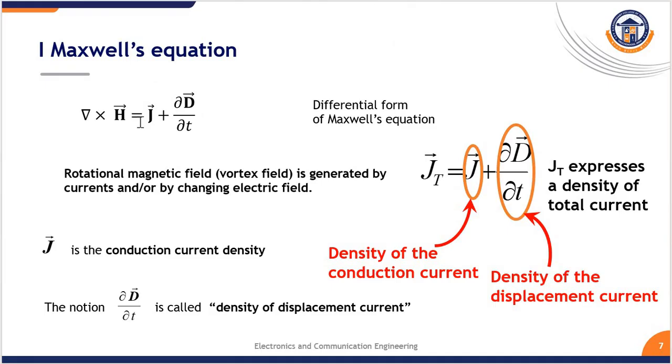First Maxwell equation: del cross H vector equal to J vector plus dou D vector by dou T. Differential form of Maxwell equations: rotational magnetic field or vortex field is generated by currents and or by changing the electric field. J vector is the conduction current density. The notion dou D vector by dou T is called density of displacement current. So Jt vector equal to J vector plus dou D by dou T vector. Jt expresses the density of the total current, and J is the density of the conduction current, and dou D by dou T is the density of the displacement current.